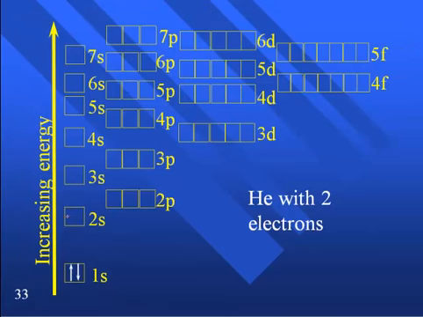The next electron would go right here. And then that would be electron 4. And then electron 5, electron 6, electron 7. And again, they're going from the bottom up. That is the Aufbau principle.